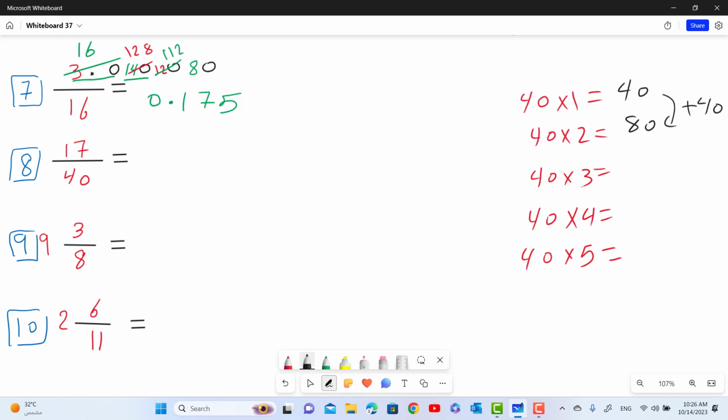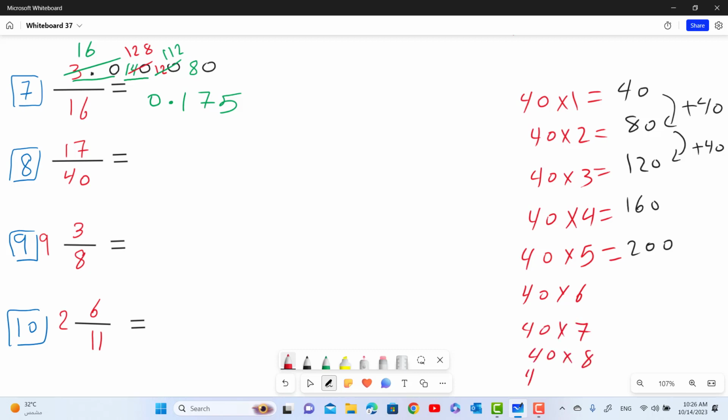We said before, every time, it's better: 80, 120 plus 40 is 160, plus 40 is 200. Easy, easy. Now we can complete it, no problem. 40 times 6, 40 times 7, 40 times 8, and 40 times 9. And the answer, every time we do plus, it will be 240, 280, 320, and the last one, 360.